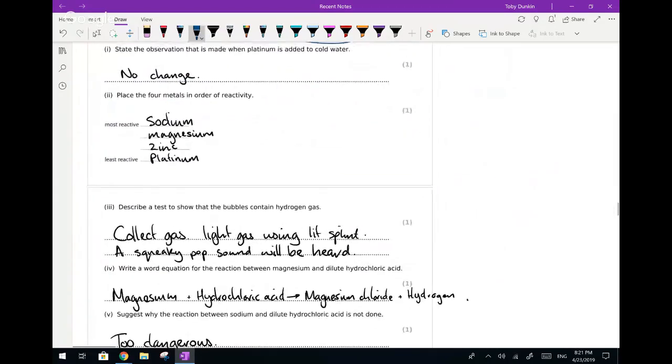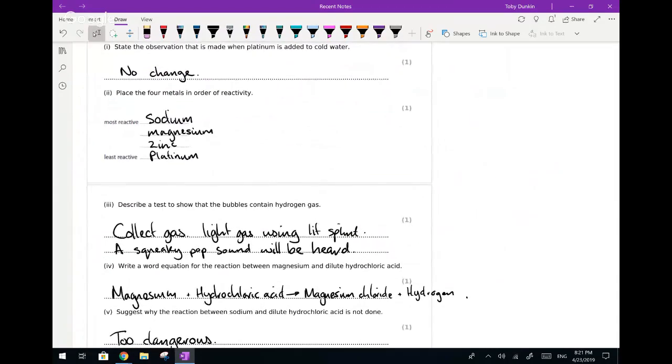Next. Describe a test to show that the bubbles were hydrogen. Collect the gas, light with a lit splint. Will platinum react with fluorine? Yes, it will.